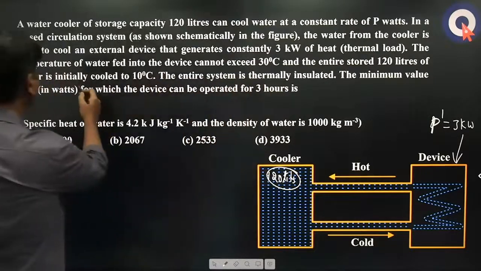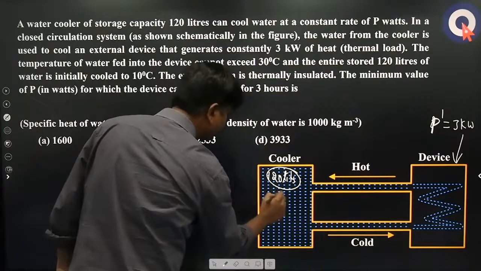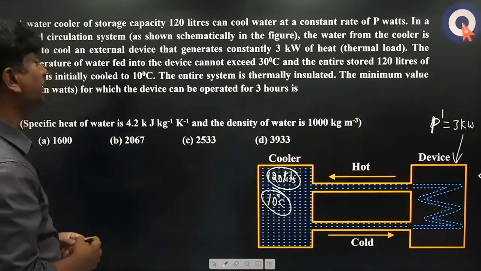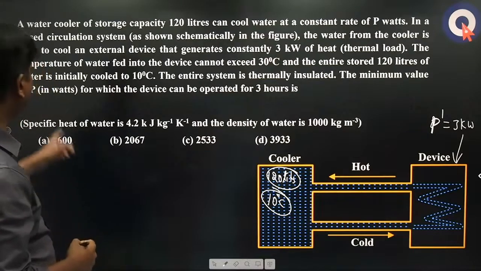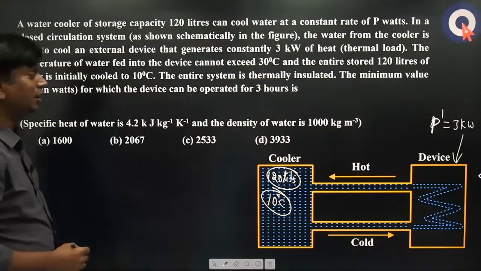and the entire stored 120 liters of water is initially cooled to 10 degrees. Initially it was at 10 degrees Celsius. The entire system is thermally insulated. The minimum value of P in watts for which the device can be operated for 3 hours.